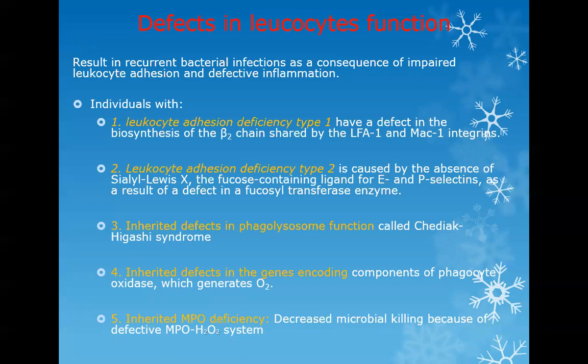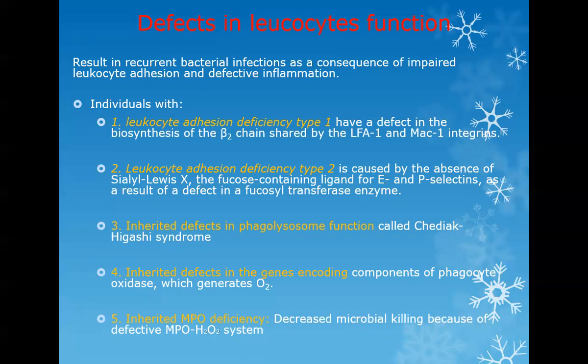The third one is inherited defects of the phagolysosome. The microbe has been engulfed by the neutrophil. You have the phagosome, you have the lysosome, but the phagolysosome is not forming because they are not joining together.